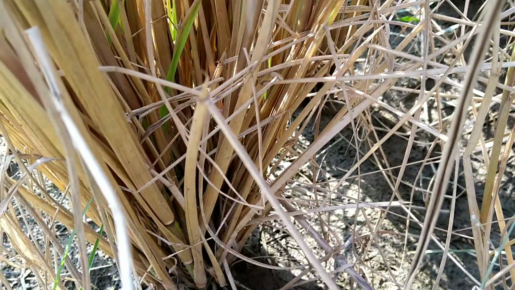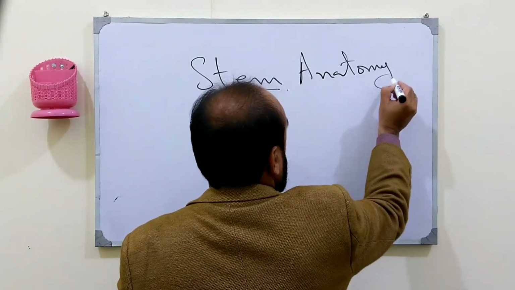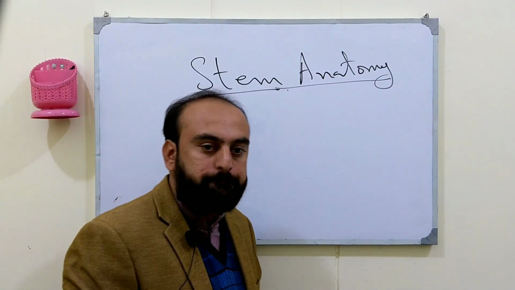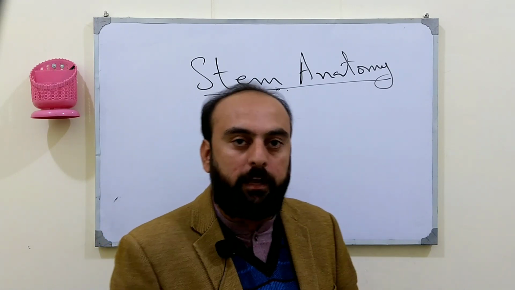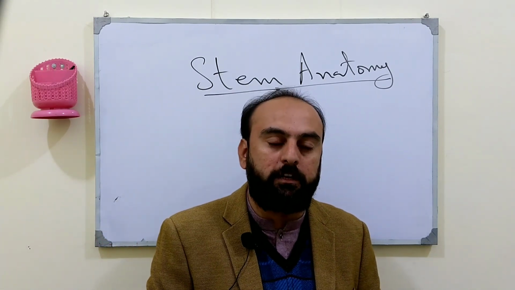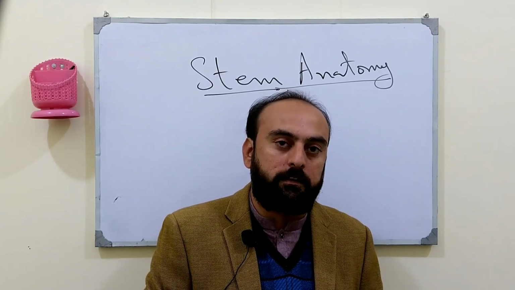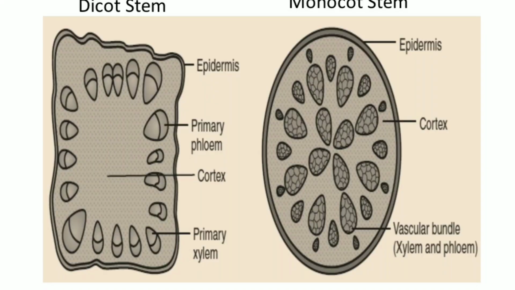There is a slight difference in the anatomy of dicot and monocot stems. In dicot plants, the vascular bundle is arranged in the form of a ring that separates the cortex and pith, whereas in monocots, the vascular bundles are scattered throughout the pith.